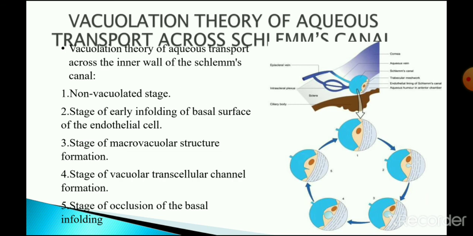Vacuolation theory of aqueous transport across the inner wall of the canal of Schlemm. The first is the non-vacuolated stage, the second is the stage of early infolding of the basal surface of the endothelial cells, third is the stage of macrovacuolar structure formation, fourth is the stage of vacuolar transcellular channel formation, and fifth is the stage of occlusion of the basal folding.